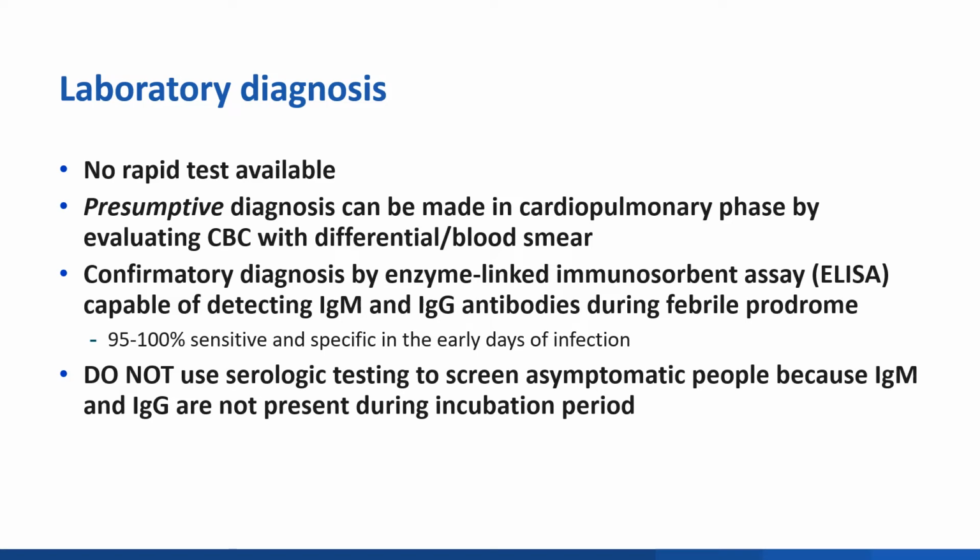Confirmatory diagnosis of hantavirus infection is made by testing with an enzyme-linked immunosorbent assay, or ELISA, capable of detecting IgM and IgG antibodies. These appear during the febrile prodrome and are 95 to 100% sensitive and specific for early hantavirus infection. Serological testing should not be used to screen for hantavirus infection in asymptomatic individuals because antibodies are not present during the incubation period.